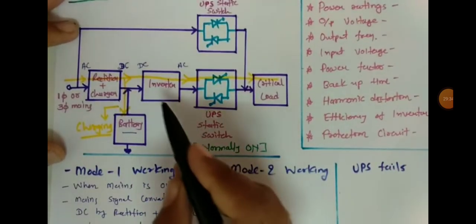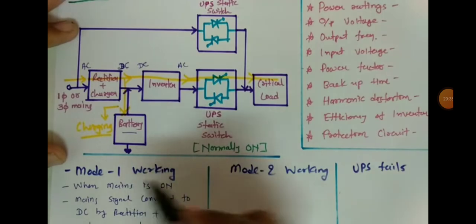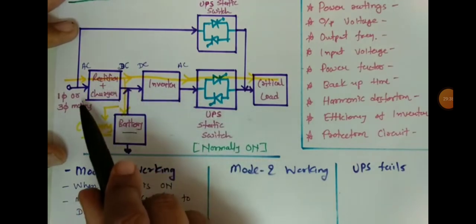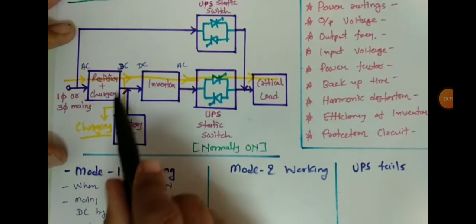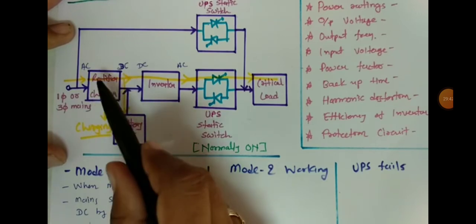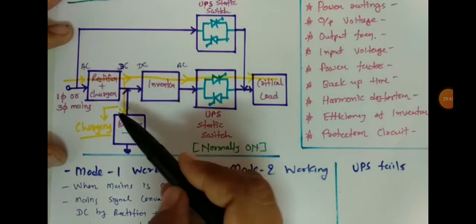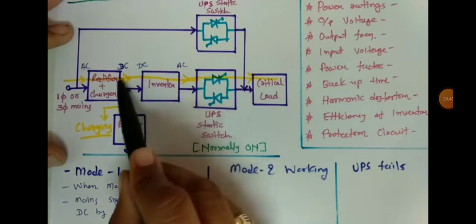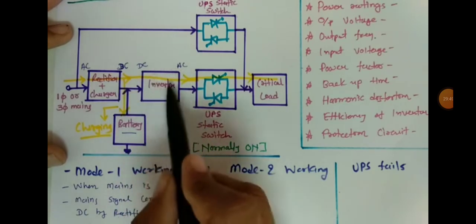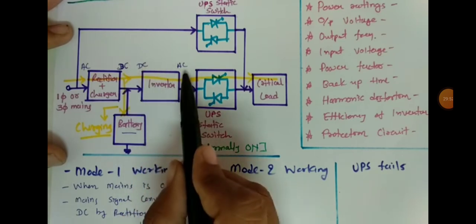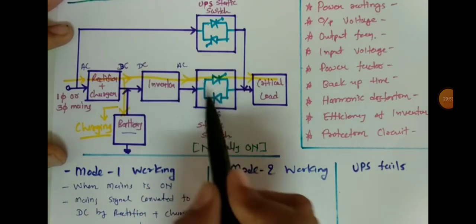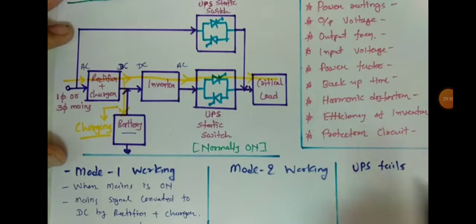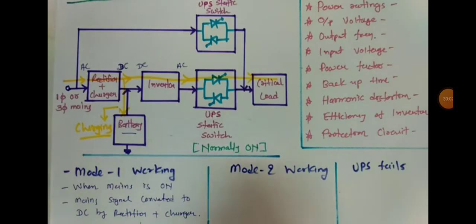Again, in the first mode where mains is on, the one phase or three phase AC signal is translated into DC by the rectifier, that same signal charges the battery, and that signal is given to the inverter to convert that DC into AC again. And the normally on switch is on, so that signal will be delivered to the critical load.